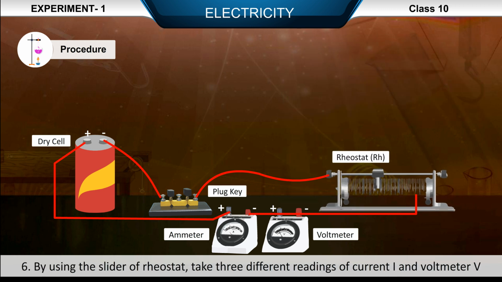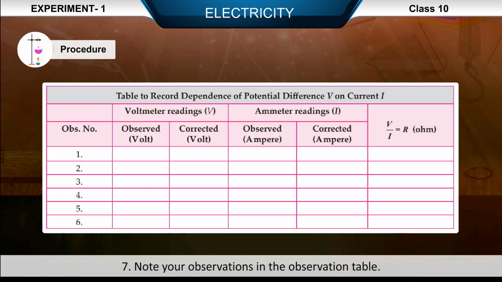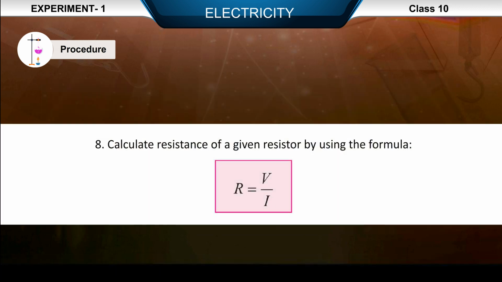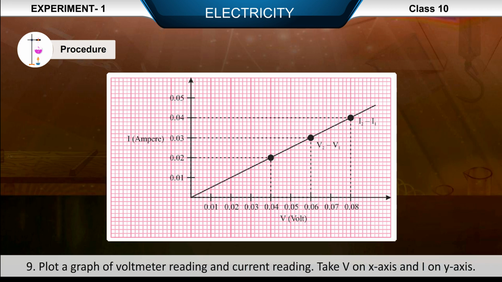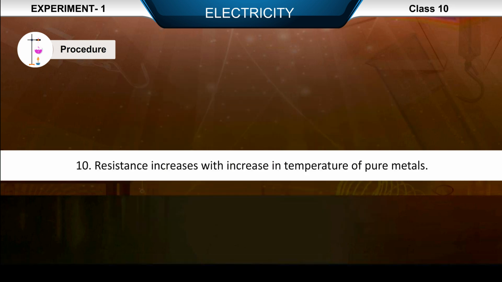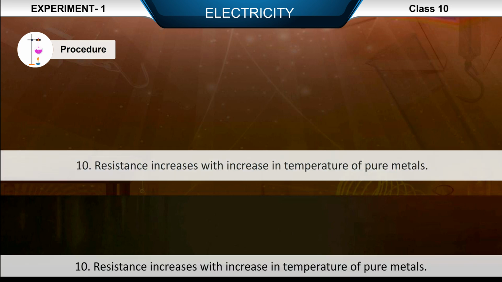6. By using the slider of the rheostat, take 3 different readings of current I and voltage V. 7. Note your observations in the observation table. 8. Calculate the resistance of the given resistor by using the formula. 9. Plot a graph of voltmeter reading and current reading. Take V on the x-axis and I on the y-axis. 10. Resistance increases with increase in temperature of pure metals.